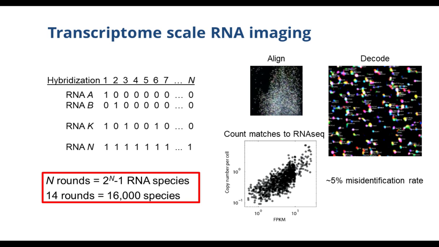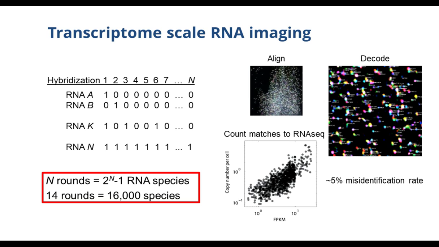So in our earlier demonstration, we showed that with a different kind of barcoding scheme that is more error robust, we can detect up to 1,000 RNA species in the cell. The way we confirmed that our measurement was accurate was that we counted all these dots from the cell, and then we tried to match them to known barcodes.